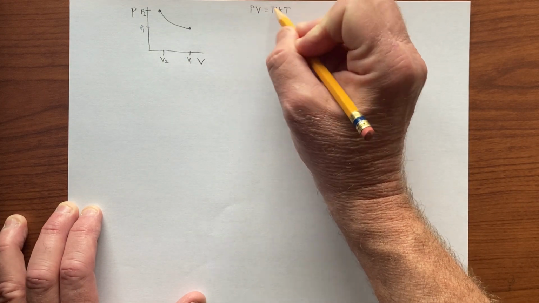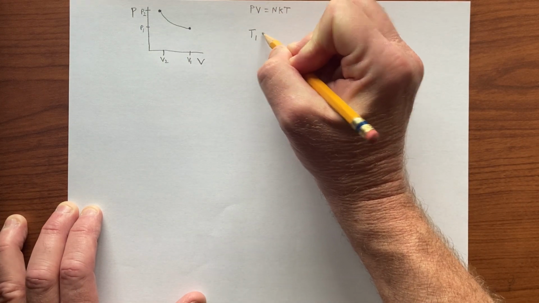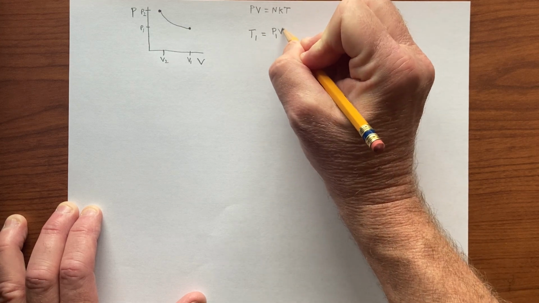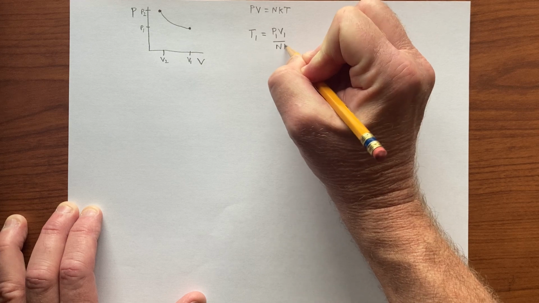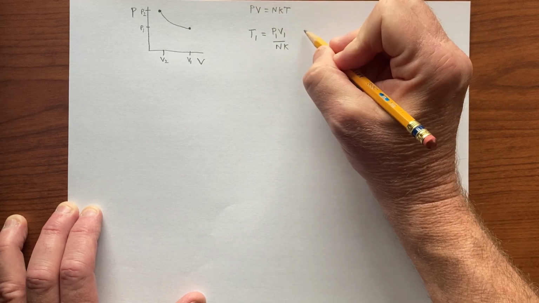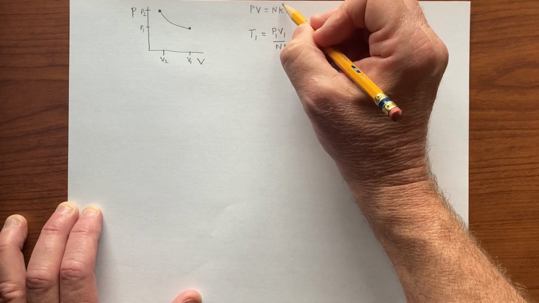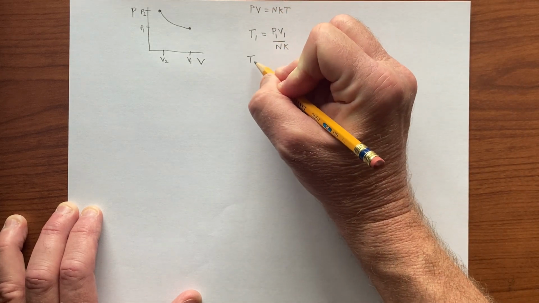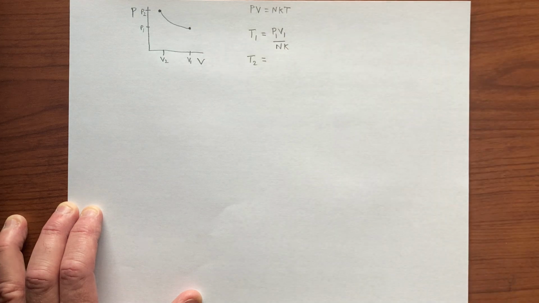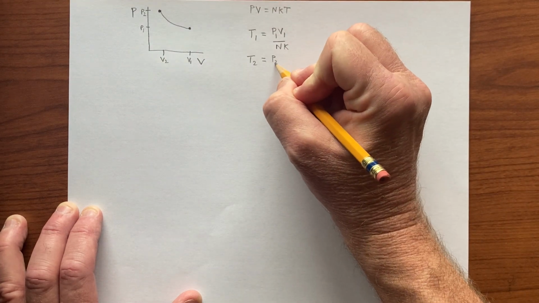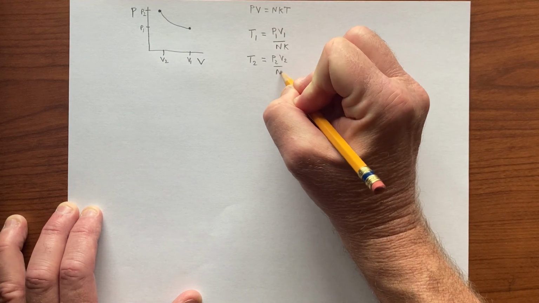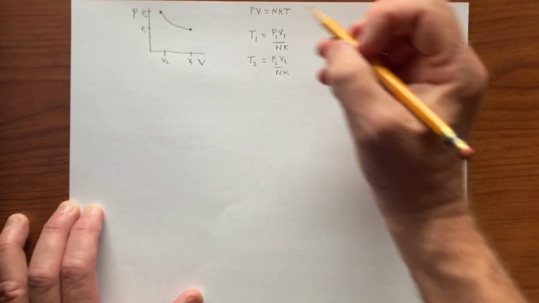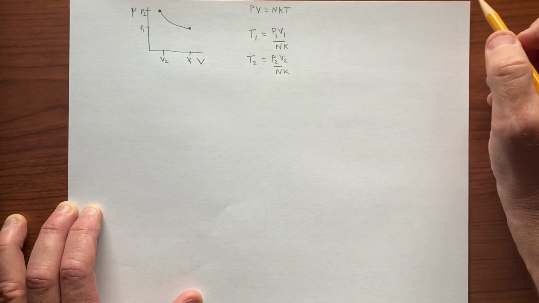So given this, it of course is straightforward to find the temperature. It's just given by that. And given this, of course, we also have T2 as over NK. So the temperature changes according to that relationship.